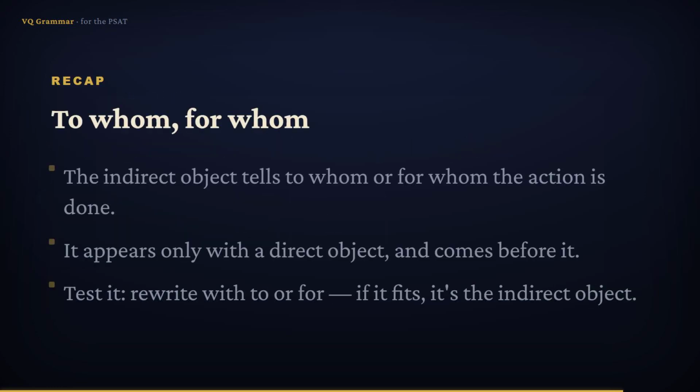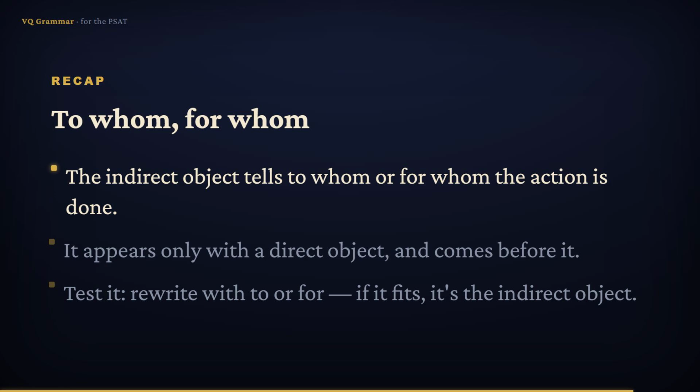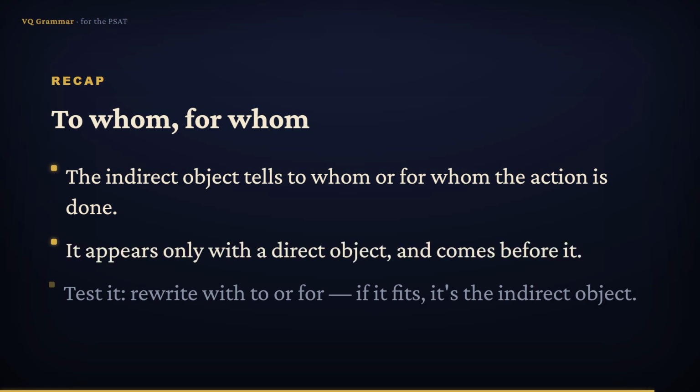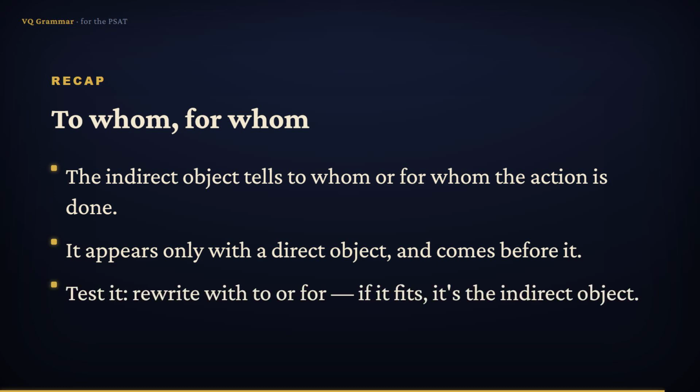Let's wrap up. An action verb can carry two objects. The direct object answers what, and the indirect object answers to whom or for whom. The indirect object shows up only when there's a direct object, and it sits before it, right after the verb. When you're not sure, use the move test. Rewrite the sentence with to or for, and if the receiver slides to the end with the same meaning, you found your indirect object. Nadia handed Theo the scissors. Theo is who gets them. Great work.